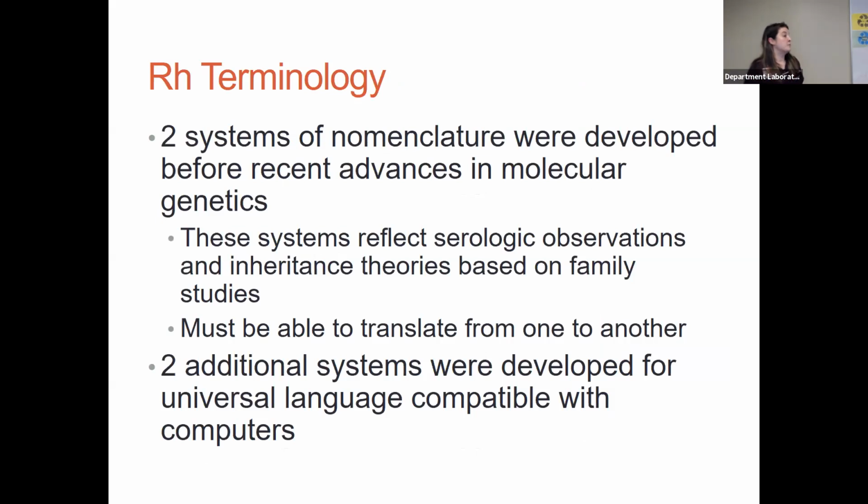There's some terminology, and most students hate this, but you have to be able to convert one terminology to the other. There are actually two systems that we're going to talk about, and there are two additional systems that were developed more for entry into computer systems. It's all numbers, so I'll mention those, but your Fisher-Race and your Wiener nomenclature, you have to know how to transfer those. It's all based on inheritance patterns.